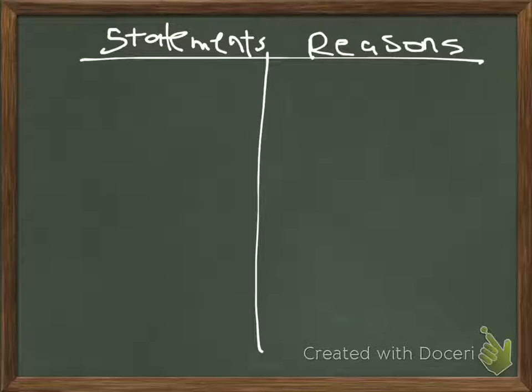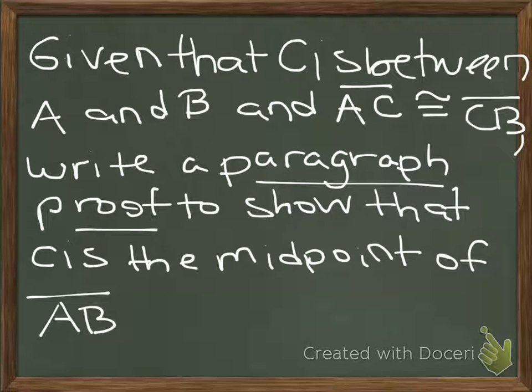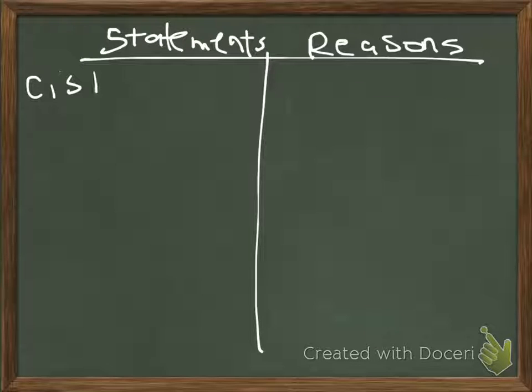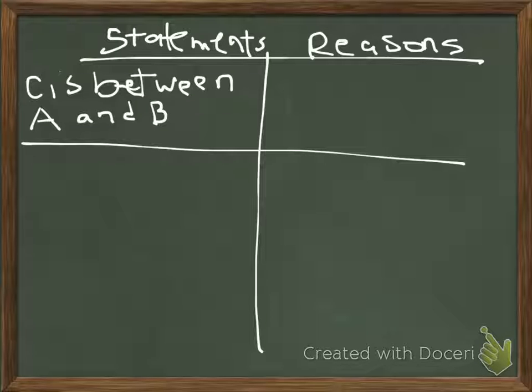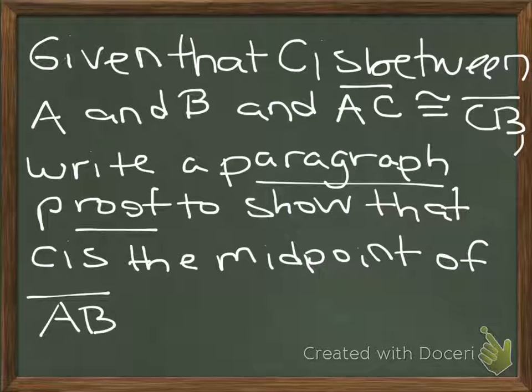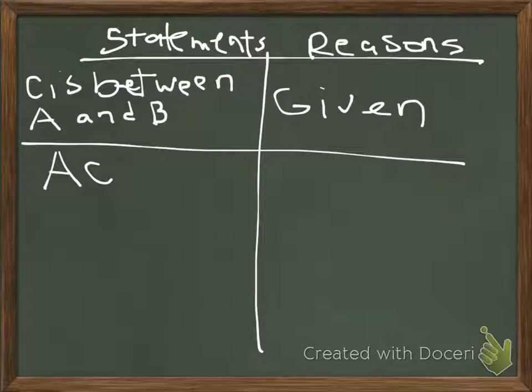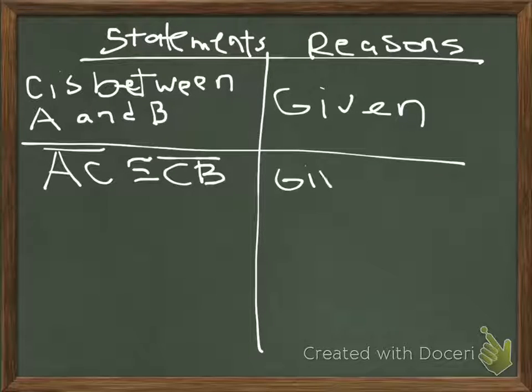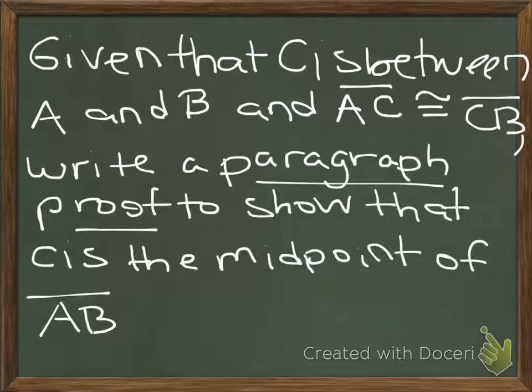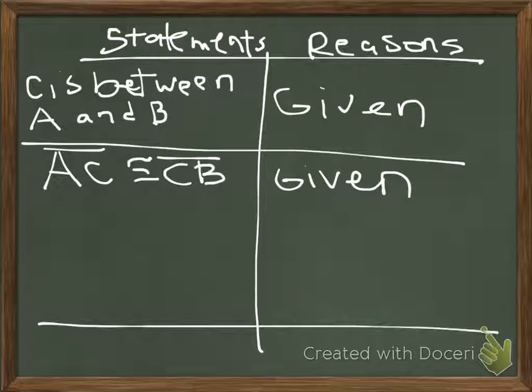And you always start with your given. So they gave you that C is between A and B. And that is your given. That's the reason. And AC is congruent to CB. And that's also a given. Now we need to prove that C is the midpoint of AB. And that'll be our last step.